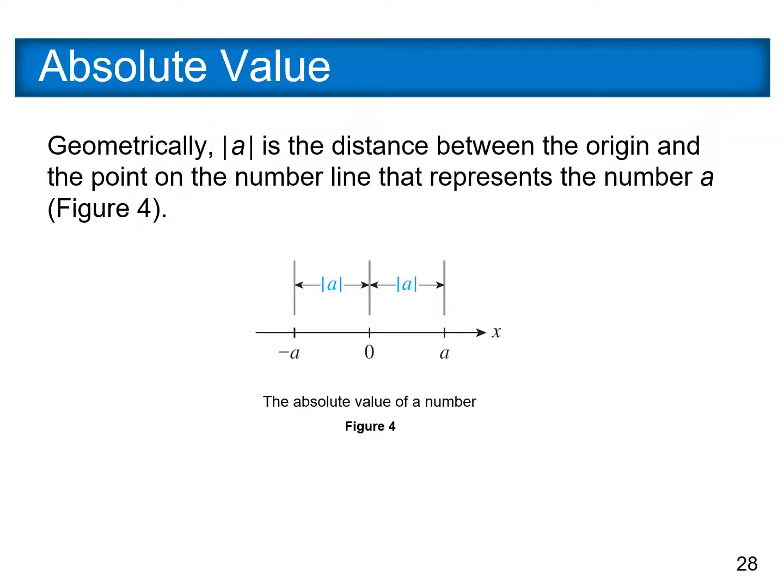So geometrically, absolute value of a is the distance between the origin and the point of the number line that represents the number a. In other words, that's why it's always positive, because absolute value does not represent a value, but represents a distance, and distances are always positive.